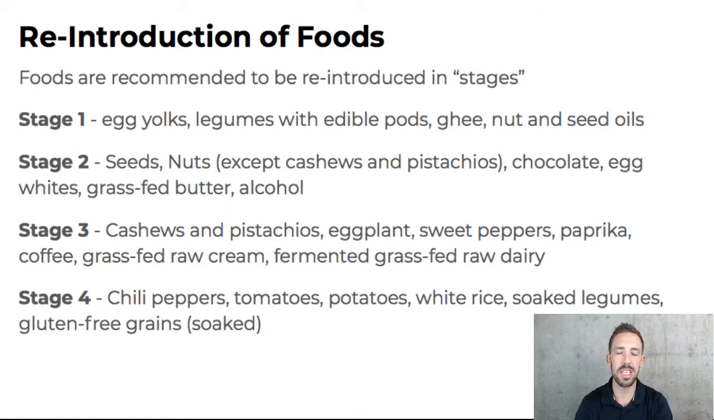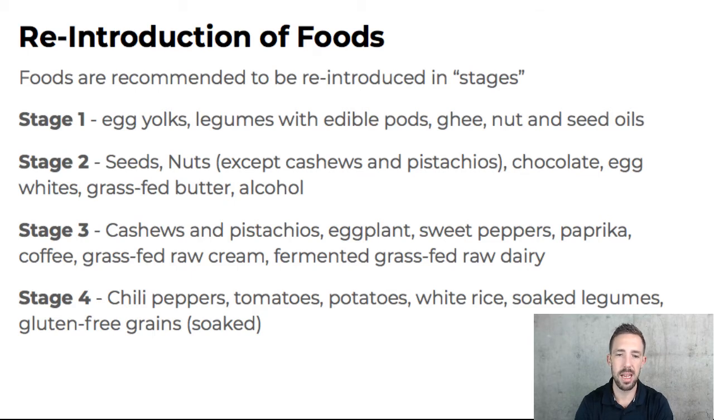Then ghee, grass-fed ghee, not very reactive. And then even some of your nut and seed oils into stage one. Stage two, then you're putting in more seeds, more nuts, with the exception of cashews and pistachios, which cashews are a very high lectin-containing nut. So your nuts, you're reintroducing chocolate, you're adding egg whites, grass-fed butter, which is also pretty unreactive, and alcohol, a little bit of alcohol.